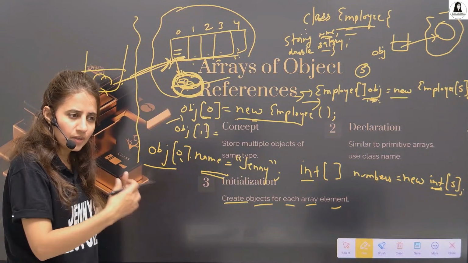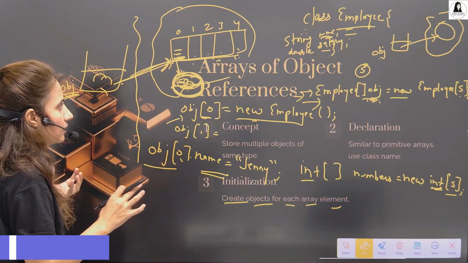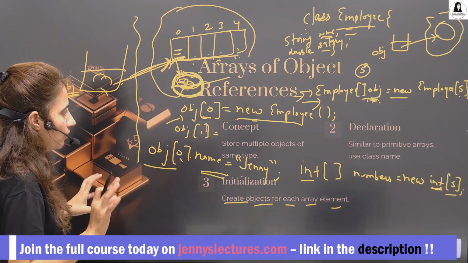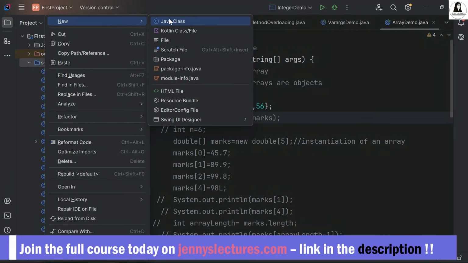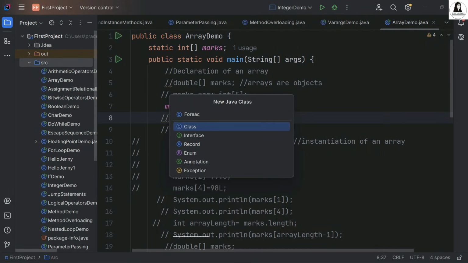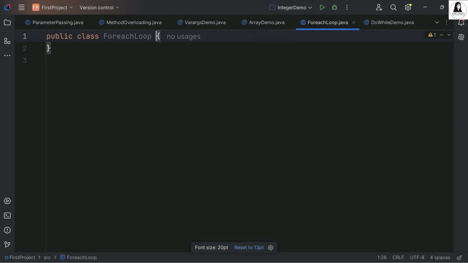So that is what is happening behind the scene, you got the concept now. Now let me show you this practically, how to create an array of object references. So let's create a new Java class, and I'm naming it ForEachLoop, because basically we will discuss the for each loop here. First let's discuss how to create arrays of object references.